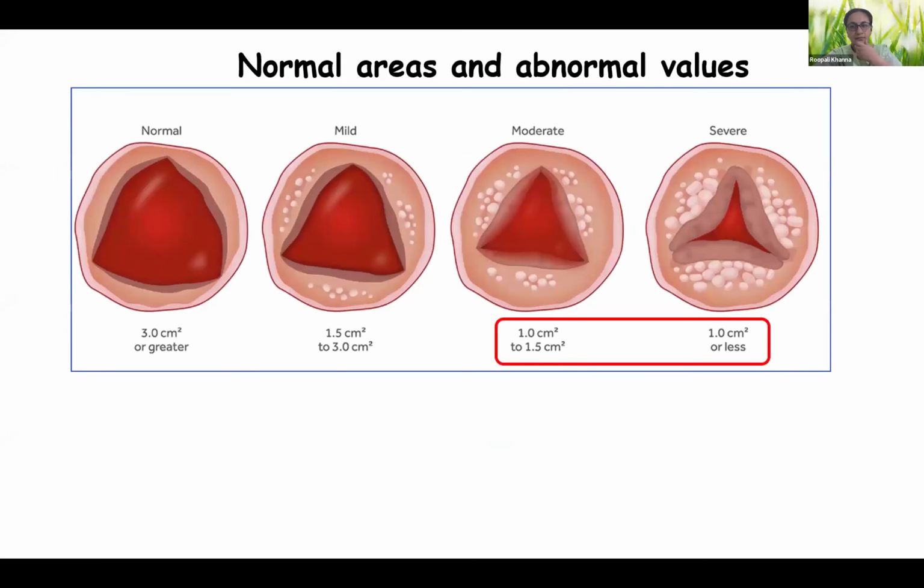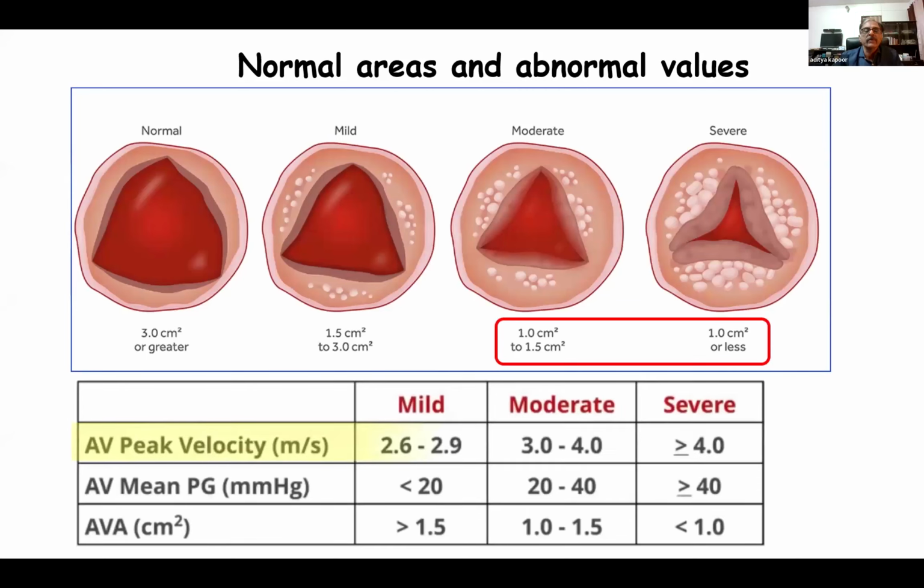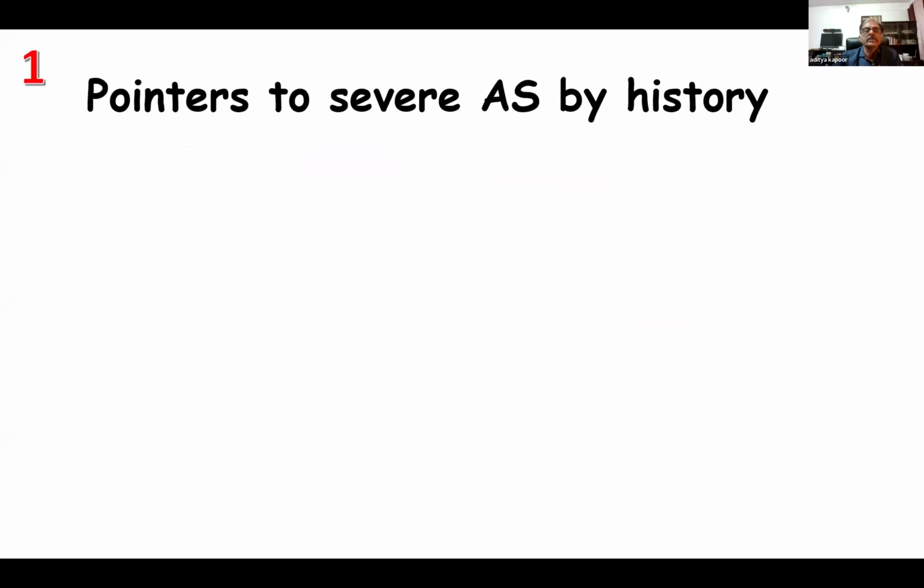So again, these are the normal values. Moderate to severe aortic stenosis is less than 1 or 1.5. The peak velocity is more than 4 in severe, and mean gradient is more than 40. Not to spend too much time on it.